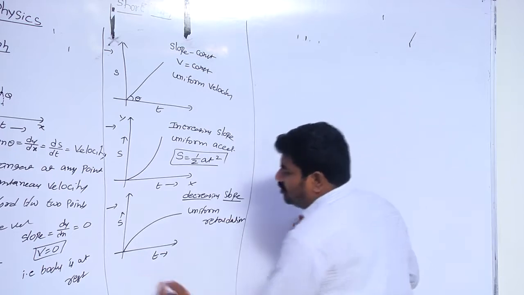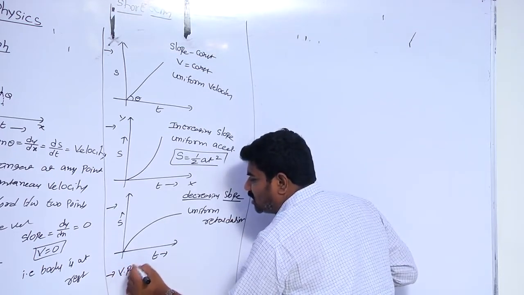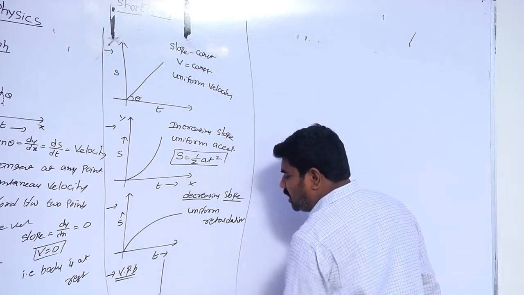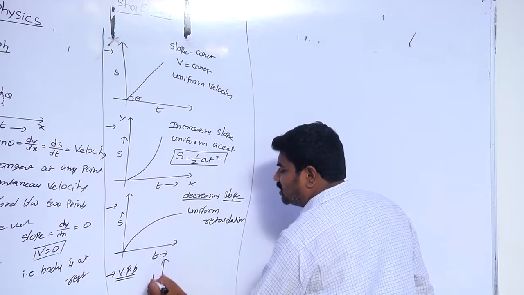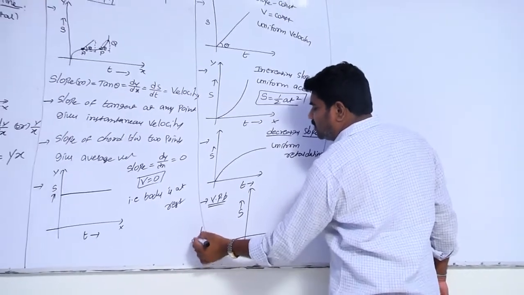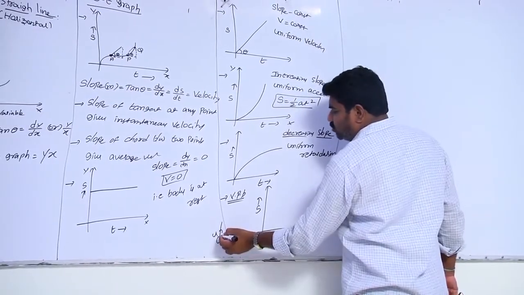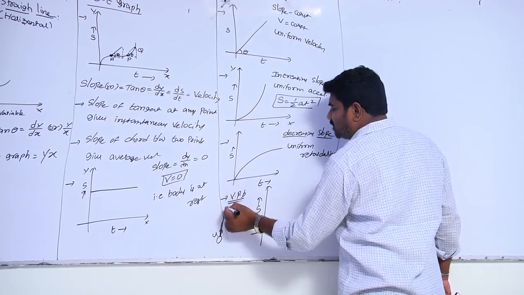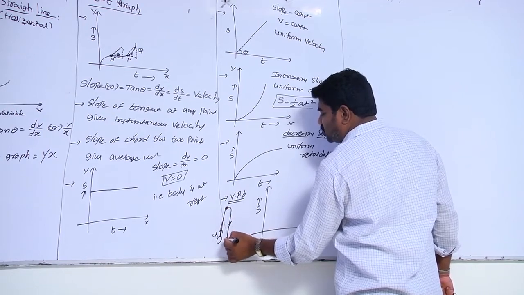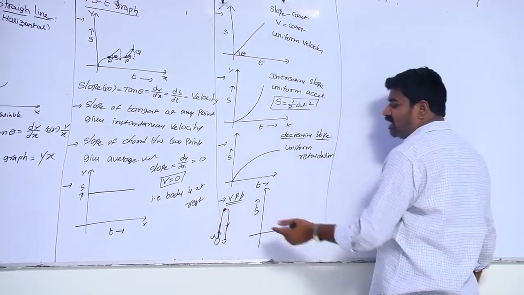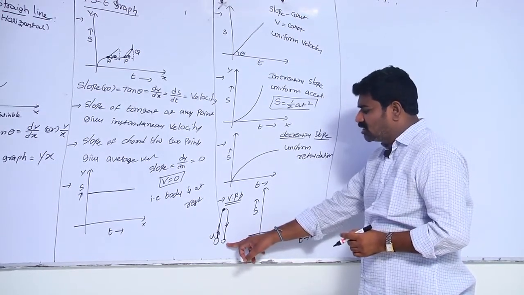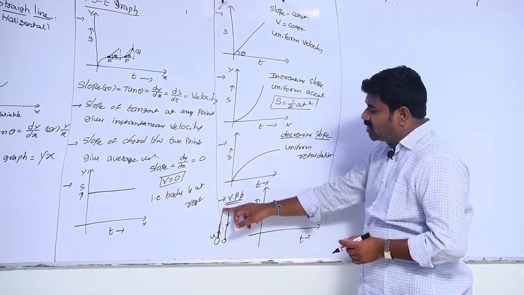What is the displacement time graph of a vertically projected body? Here this is displacement, this is time. If a body is projected with initial velocity u, it moves upwards and reaches the maximum height. After that, it moves downward and reaches the original position. That means the vertical displacement of the vertically projected body, when it reaches the same point of projection, is equal to 0. Initially, that is the uniform retardation motion.